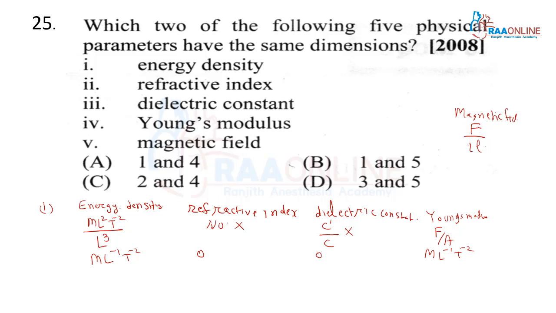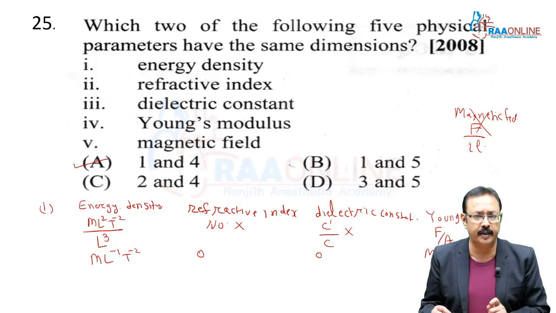Magnetic field has current in it, and no other physical quantity has current. So only the first and fourth are the same. So we are going with option A. Now in the next sheet we will discuss the 26th problem.